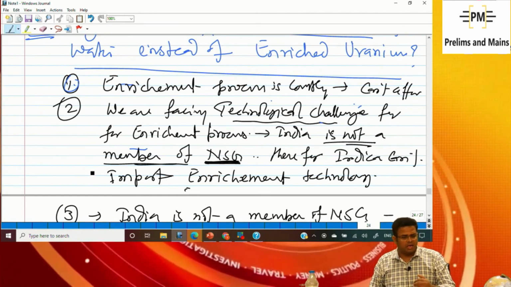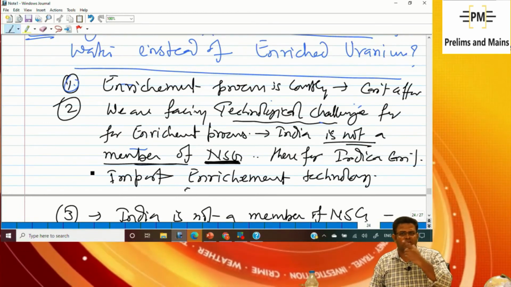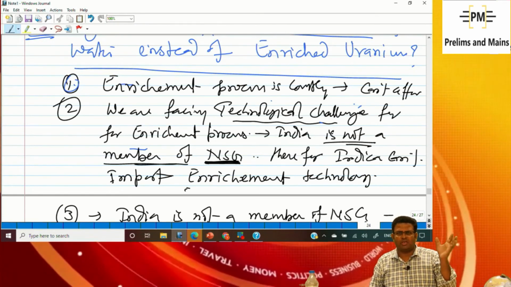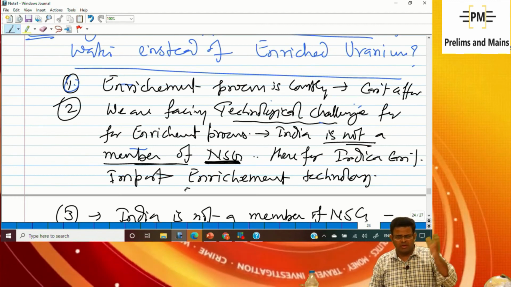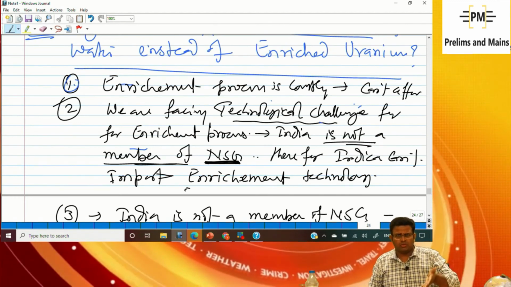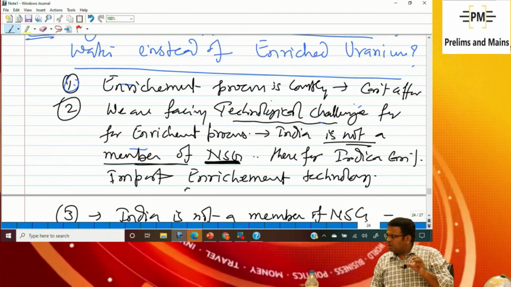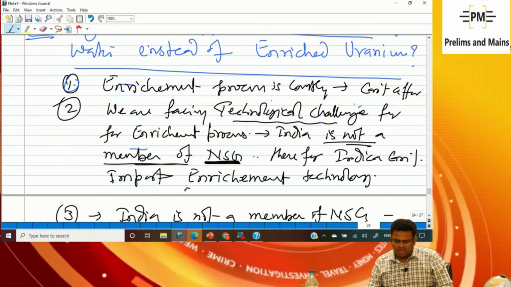Clear? India is trying to become a member of the NSG, but China is stopping it. I will talk to you later about the NPT (Non-Proliferation Treaty), the Nuclear Suppliers Group, MTCR, the Australia Group, and the Wassenaar Arrangement. The first day I taught you what I will teach you. So, clear? I said that we are facing a technological challenge for the enrichment process.